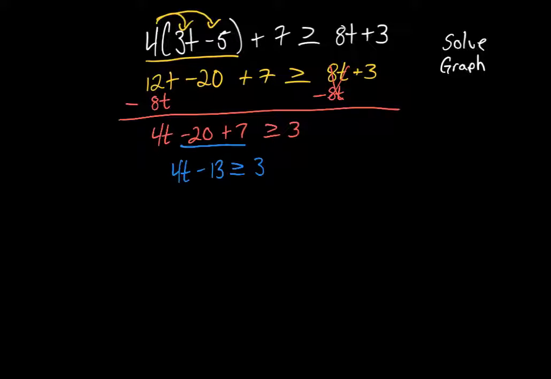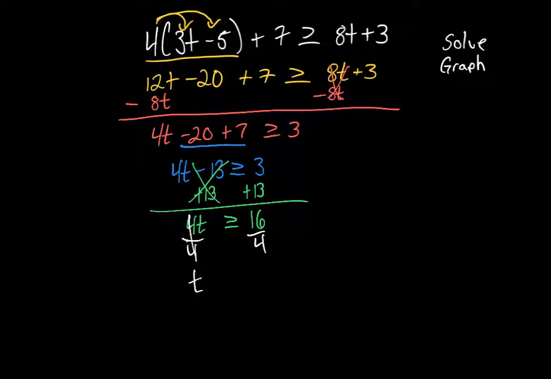Okay. Now I'm going to add 13. Add 13. This will cancel out. Bring down my 4t. 13 plus 3 is 16. Bring down my sign. And one last step that I need to do to bring us full circle. Divide by 4. Divide by 4. Bring down my t. Greater than or equal to 16 divided by 4 is 4. So there's the solving portion of it.